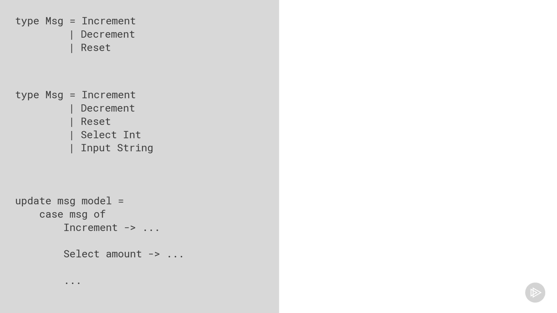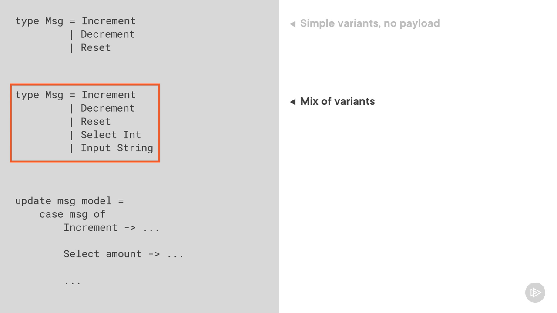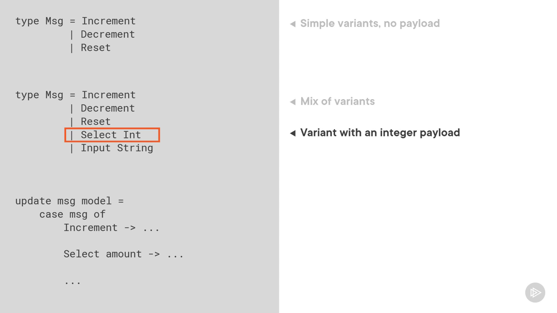The solution is to use variants with payloads of other types. In this definition, the message custom type has 3 variants. Each variant is simple in the sense that it carries no payload. Here is another definition which has a mix of variants. Notice that select also has an associated integer, which means that the select variant has an integer payload that contains the selected value from the dropdown. Instead of lots and lots of variants for each possible value in the dropdown, just use a variant to indicate the dropdown and an integer with a selected value.